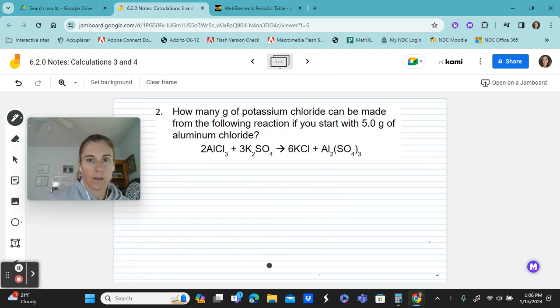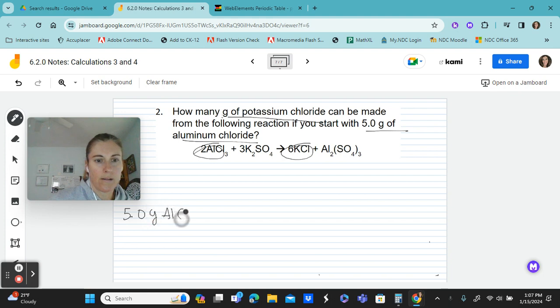All right, last one. See if you can pause this one before copying down the work. All right, in this one, we're starting with 5 grams of aluminum chloride, which is this stuff, and we are going to grams of potassium chloride, which is that stuff. So again, same process. We're going to start with our grams, which is 5 grams of aluminum chloride. All right, we have to get rid of our grams and get it into moles.